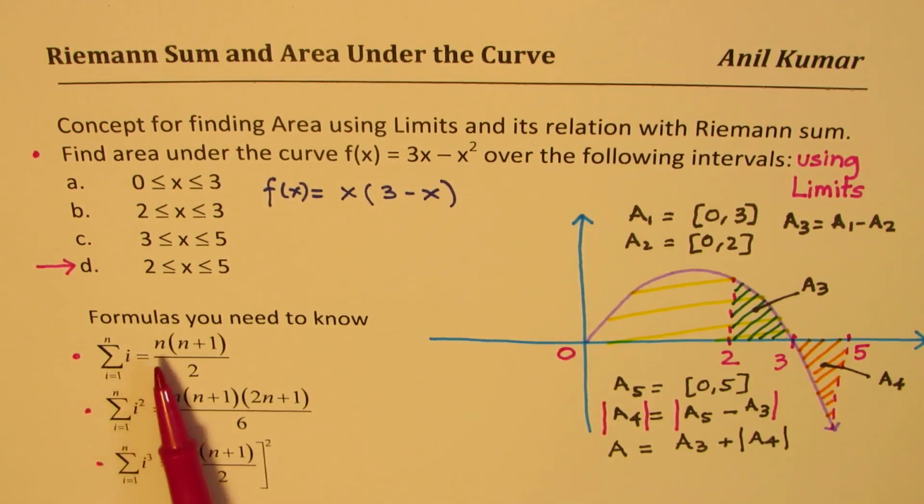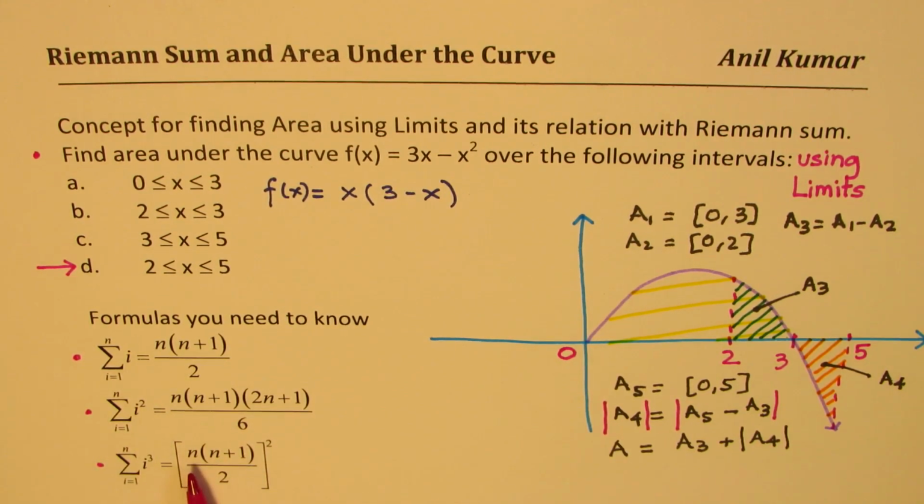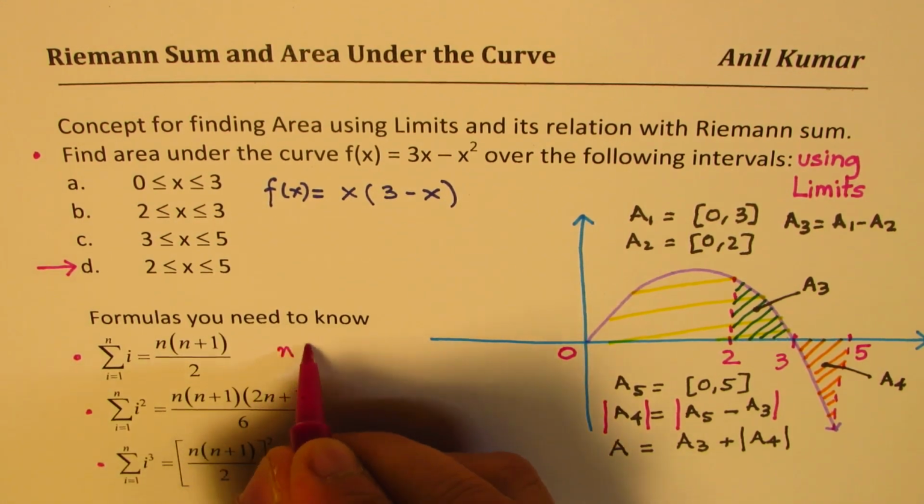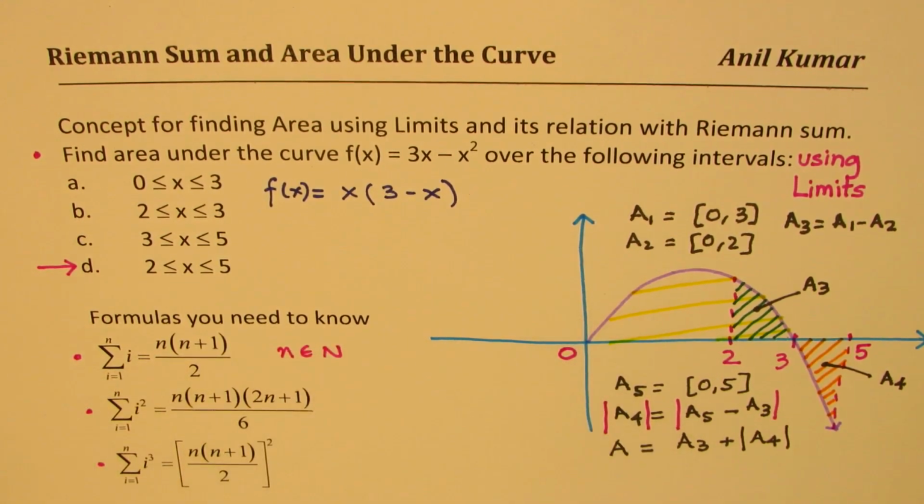Sum of natural numbers is n times n plus 1 over 2. Sum of squares of natural numbers is n times n plus 1 times 2n plus 1 over 6. And sum of cubes is n times n plus 1 over 2, squared, right? So that is how we get the sum of these numbers, right? So we are talking about n belonging to natural numbers, non-negative integers, you can say, right? Okay. So these are the formulas.